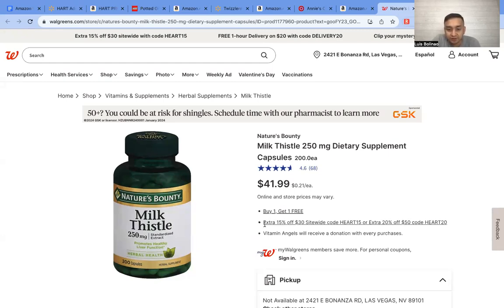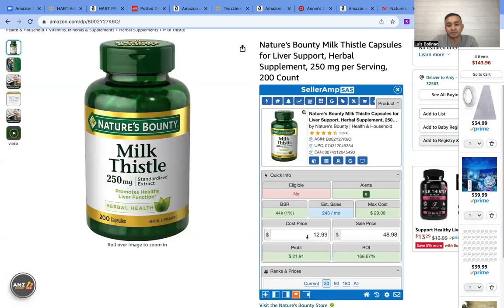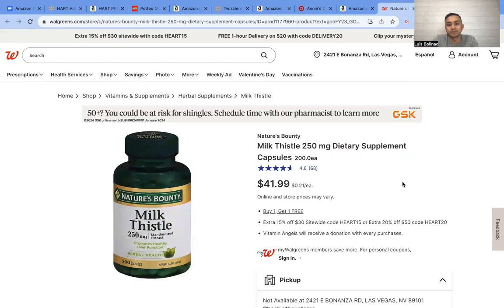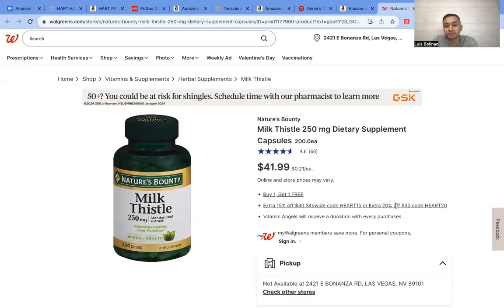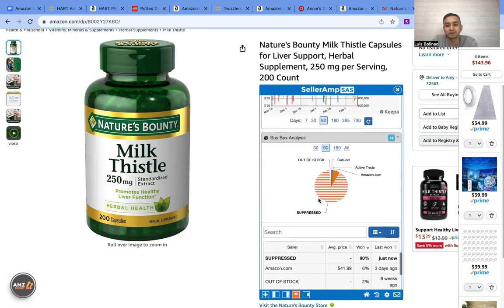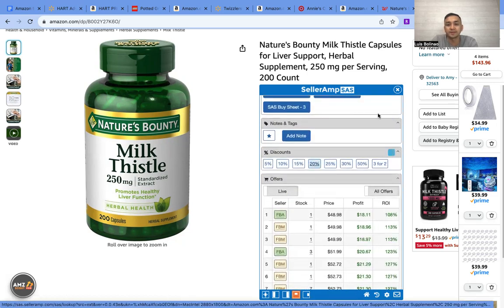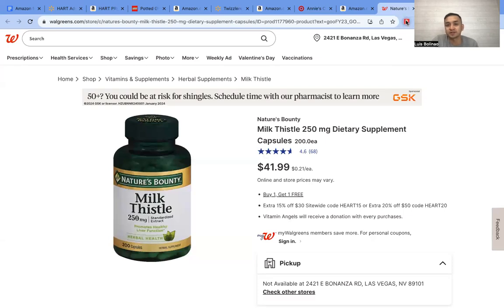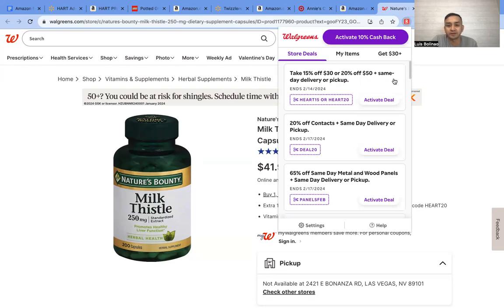And then over here, you're also getting an extra discount from the website. Extra 20% off $50. Here it's giving us another 20% off with this discount code, HEART20. So first we plug in the cost on SellerAmp, and then we add all the additional discount codes. Walgreens is giving an extra 20% off, so we're going to add 20% on SellerAmp under discounts, right there. And then if you guys saw earlier, Rakuten, which is a cashback website, is also giving another 10% off. You guys see it? Activate 10% cashback. So I'm going to activate it.